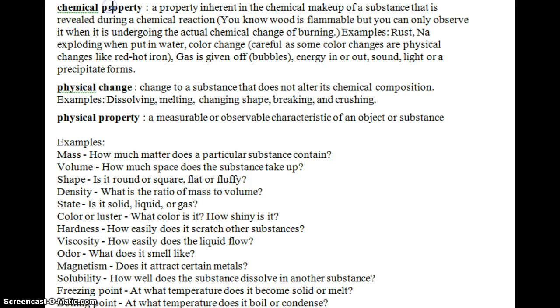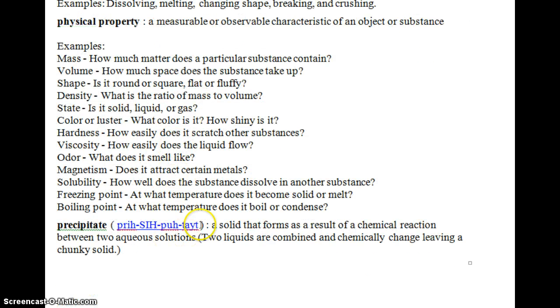So under chemical property, I added the other examples. Color change, careful, as sometimes color changes are physical changes, like red hot iron. Gases given off or bubbles. Energy in or out, endothermic or exothermic in other words. Sound, light, or a precipitate forms. Precipitate: a solid that forms as a result of a chemical reaction between two aqueous solutions. In other words, two liquids are combined and chemically change, leaving a chunky solid. It's not always chunky, but usually it looks pretty chunky.